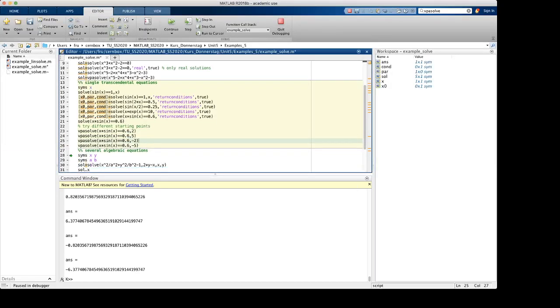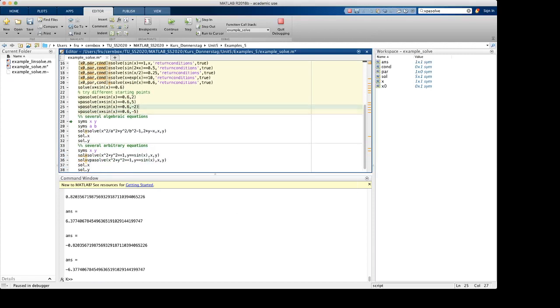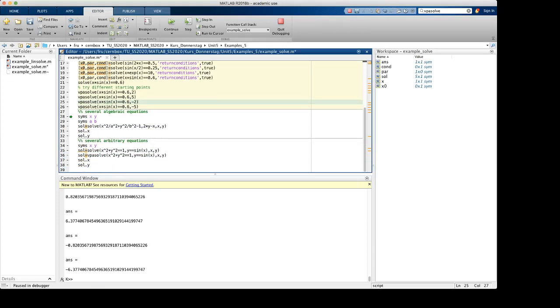Next, we look at the problem of the solution of several algebraic equations. For instance, if you want to find the intersection points of two algebraic curves, you have to solve two algebraic equations jointly. This can also be parameterized by constants, in this case symbolic constants a and b.